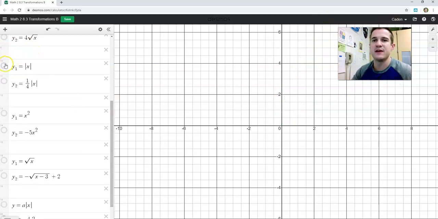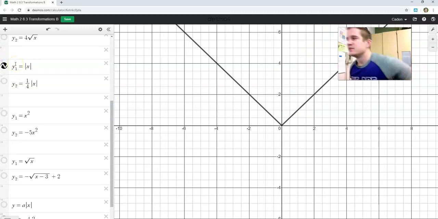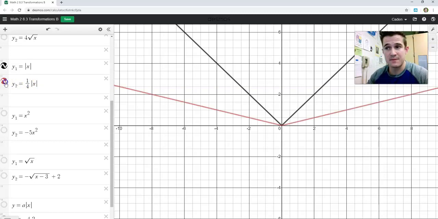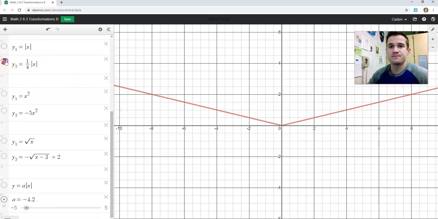Let's look at the absolute value of x. So there's my parent function. This big, broad V is what that looks like. What do you think is going to happen when I type in 1/4 times the absolute value of x? What's going to happen here? So instead of this V, it kind of flattens out, almost like I'm opening a book. Instead of stretching it up, it's almost like I'm pushing on the top of this V and flattening it out, compressing it a little bit, if you will. Okay, so take note of that.